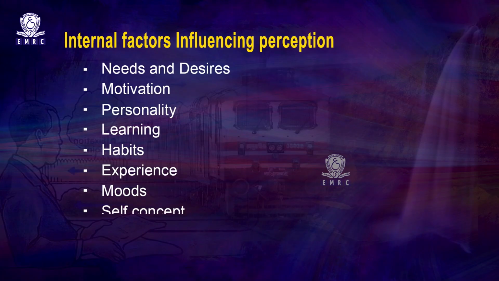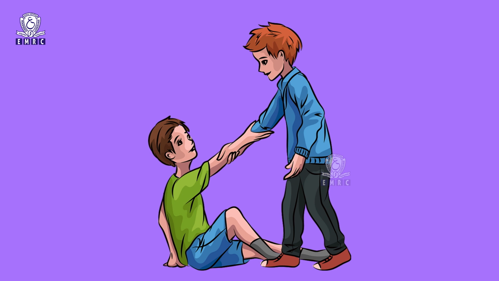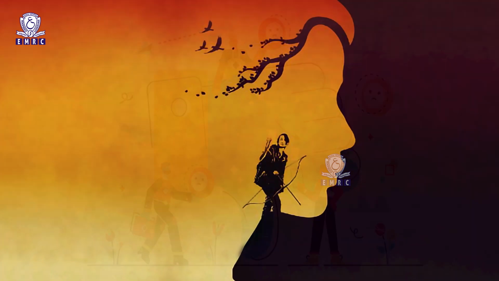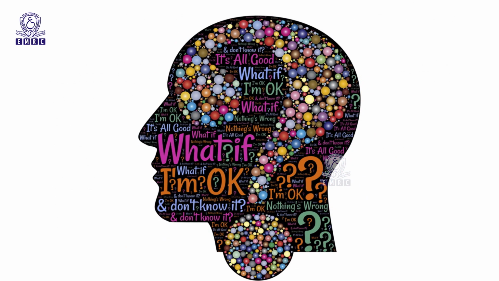Next aspect in internal factors is self-concept. It is seen that an individual with a positive self-concept tends to notice positive attributes in another person, and in contrast to it, a negative self-concept can lead a perceiver to pick out negative traits in another person. In addition to that, a greater understanding of self allows us to have more accurate perceptions of others.